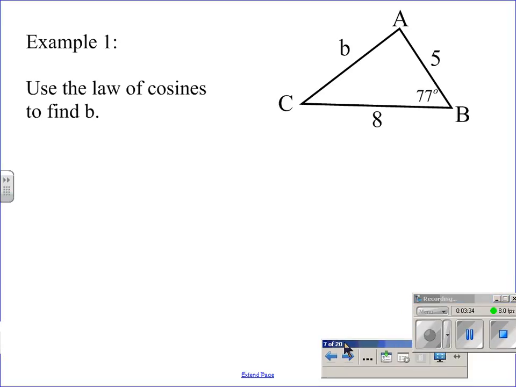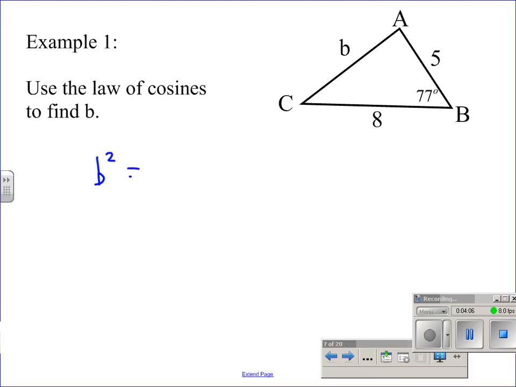So here's the first one. We're going to use the law of cosines to find b in this case. You notice what we have here is an angle and two sides. So this happens to be side, angle, side information, which means that we are able to use the law of cosines to find the value of b. When we start, we're going to start with the version we need. We're finding b, so we're using b squared.